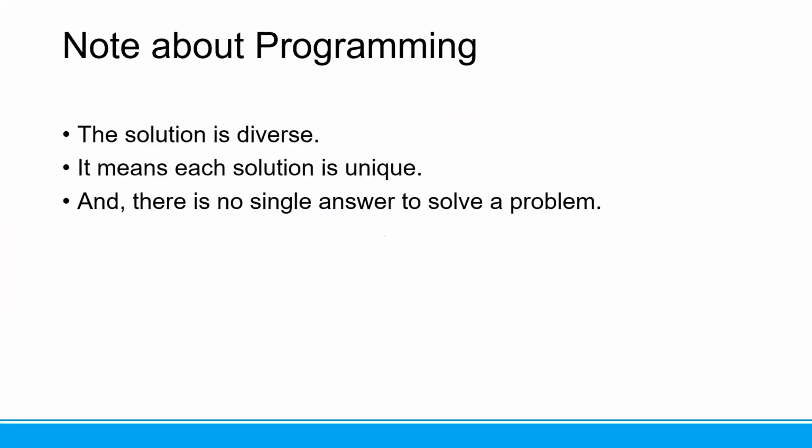So what is the point in this example? The solution is diverse. The problem can be the same, but the solution can be different. It means its solution is unique. Okay? You can have your own solution. I can have my own solution. Okay? And also, there is no single answer to solve a problem. My example is only one example. You can solve it another way.